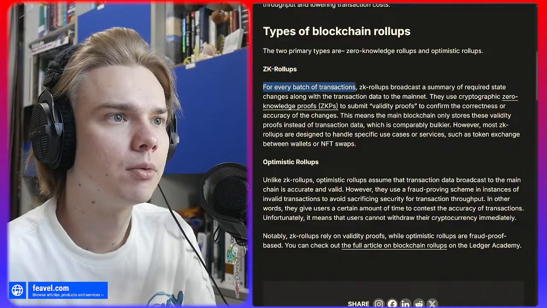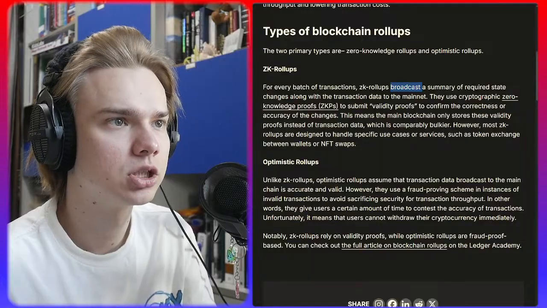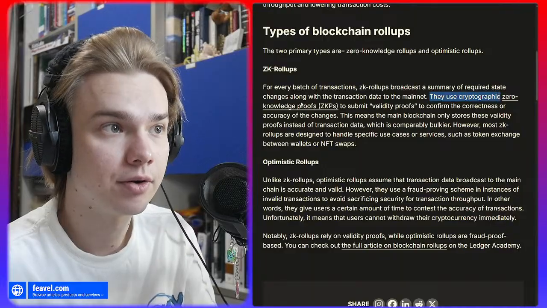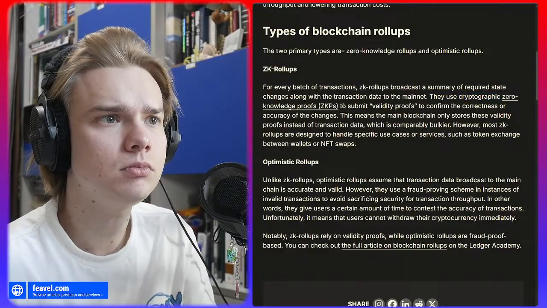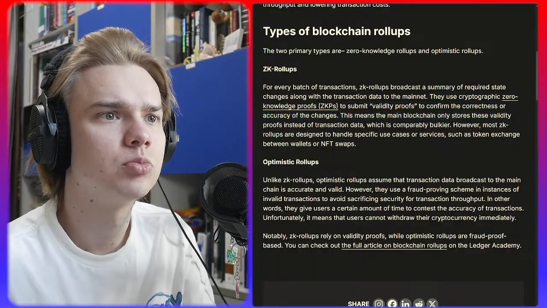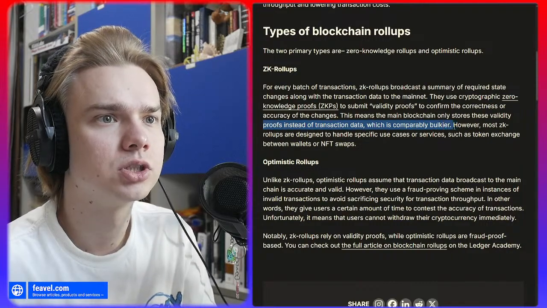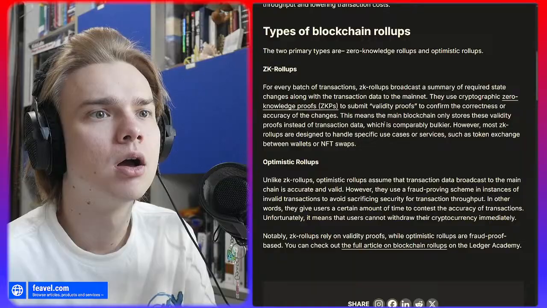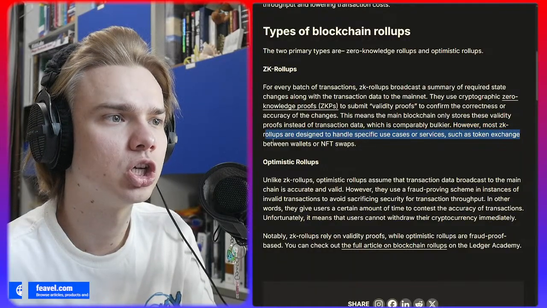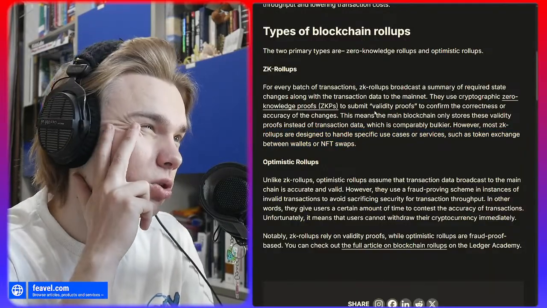ZK rollups. For every batch of transactions, ZK rollups broadcast a summary of required state changes along with the transaction data to the mainnet. They use cryptographic zero-knowledge proofs (ZKPs) to submit validity proofs to confirm the correctness or accuracy of changes. This means the blockchain only stores those validity proofs instead of transaction data, which is comparably bulkier. However, most ZK rollups are designed to handle specific use cases of services such as token exchange between wallets or NFT swaps. So they are bulky.